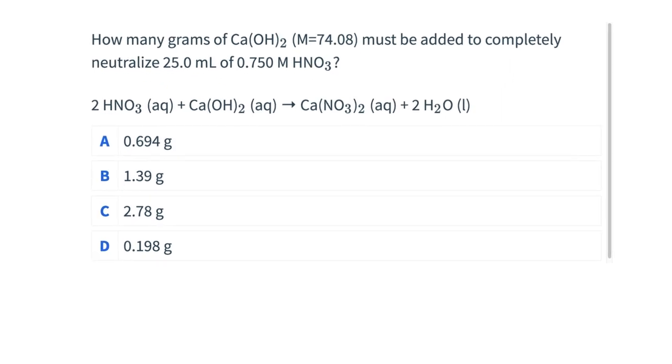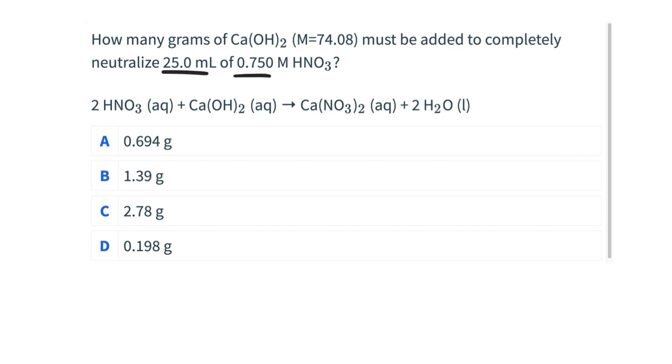So we come back to a calcium hydroxide example. How many grams of calcium hydroxide must be added to completely neutralize, that means to fully react with, 25 mL of 0.75 molar nitric acid?